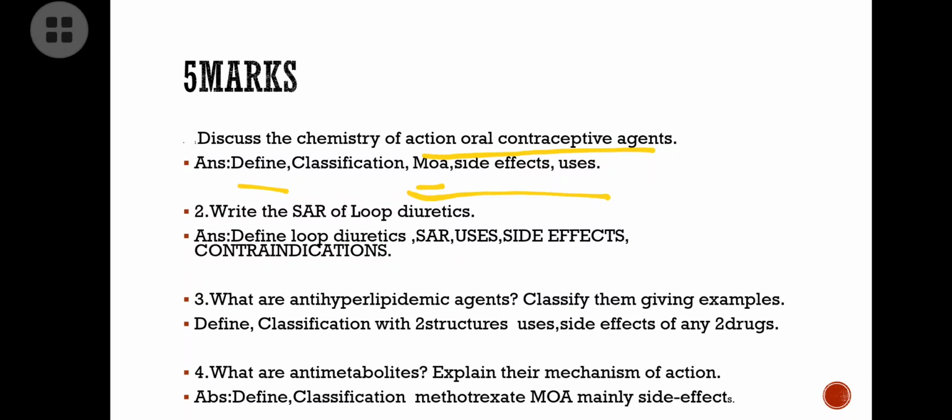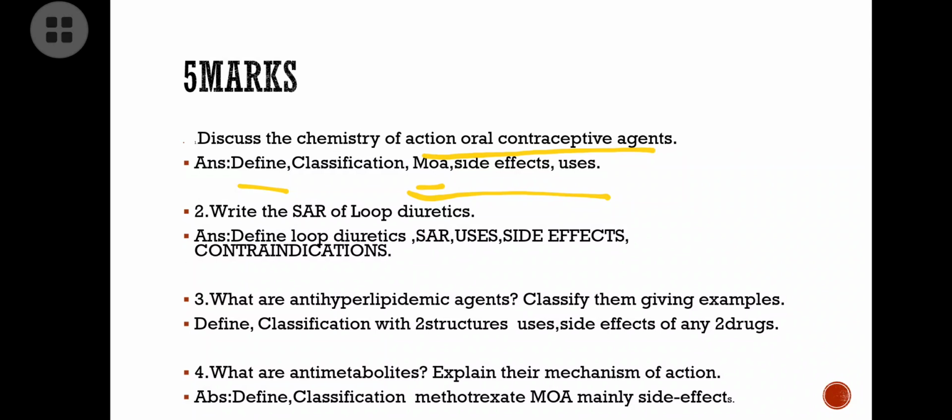Okay. Then write the structure of loop diuretics. Just those drugs which are found extensively, the majority, in the loop. Okay, those are main. One example is there, loop diuretic. Acetazolamide, it is also a loop diuretic. Furosemide. Okay, these all are the loop diuretics. Now see, SAR, side effects, contraindication, you have to maintain the same.